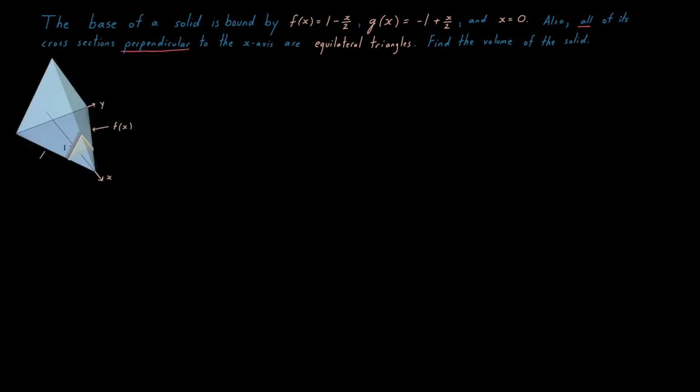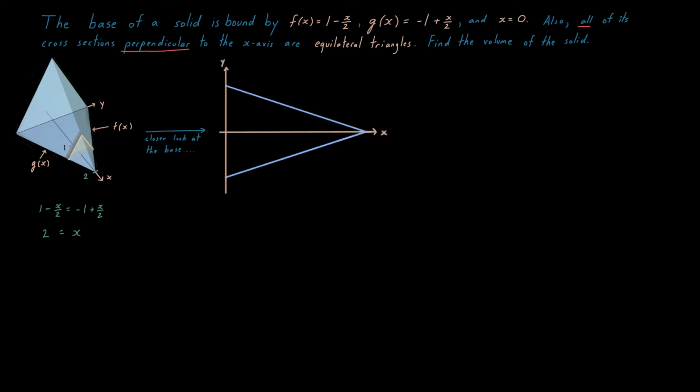Well, here's the picture. F is that downward sloping, negatively sloped line. G is there. There's my x-axis, y-axis. The intercept of F and G is at x equals 2, which you can get by setting them equal. Now what's happening at the base level? What does this base look like? Well, let's take a closer look.